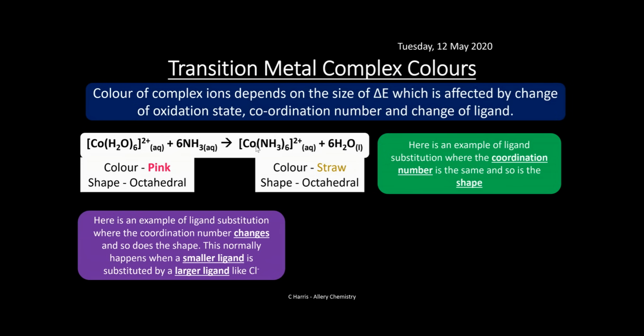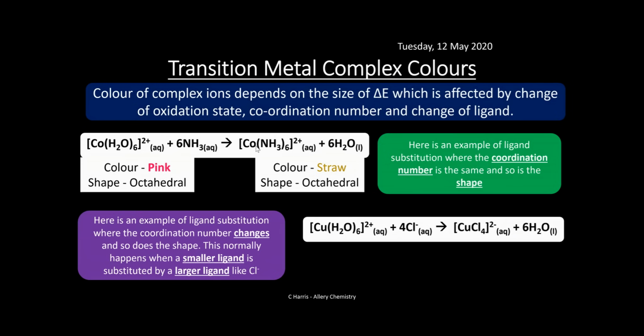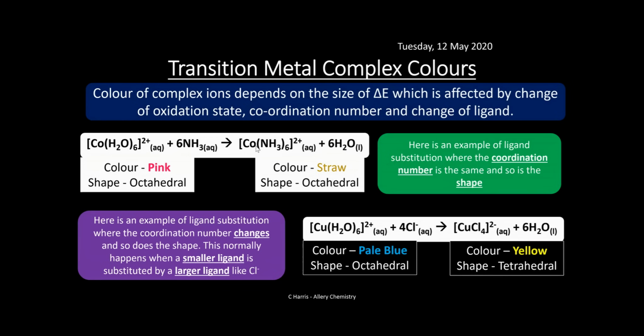So this is normally when we're replacing a smaller ligand for a bigger ligand. A classic example, here's one here, is replacing 4 water ligands with 4 chloride ligands. So we're changing the shape, and therefore the colour will change. We're going from pale blue octahedral to a yellow tetrahedral structure because we're changing the shape here. All of these changes have an impact on the size of that delta E, that's the gap between the d orbitals that are split.